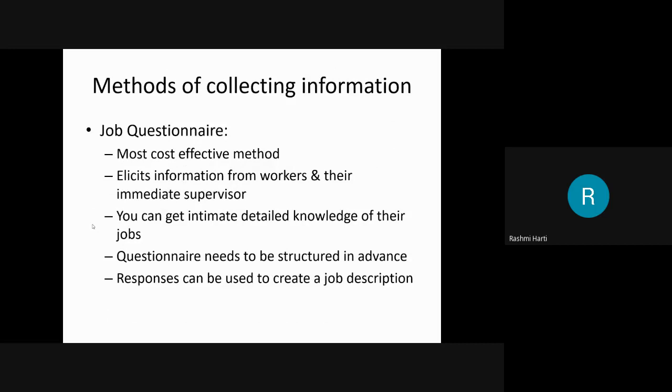So the first method of collecting information is the job questionnaire. So here, if you could see, the analyst receives first-hand information about the experience in the job. So in the job questionnaire, basically, you are going to get the first-hand information. Okay, so it is the most cost-effective method. Then it collects information from workers and their immediate supervisors. You are going to take the information from the workers who are already working on that particular job, as well as the immediate supervisors. Then you can get intimate data, detailed knowledge of that particular job.